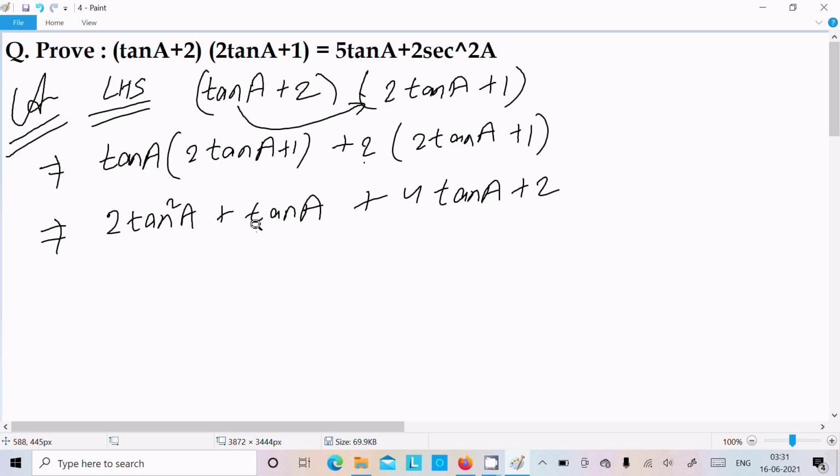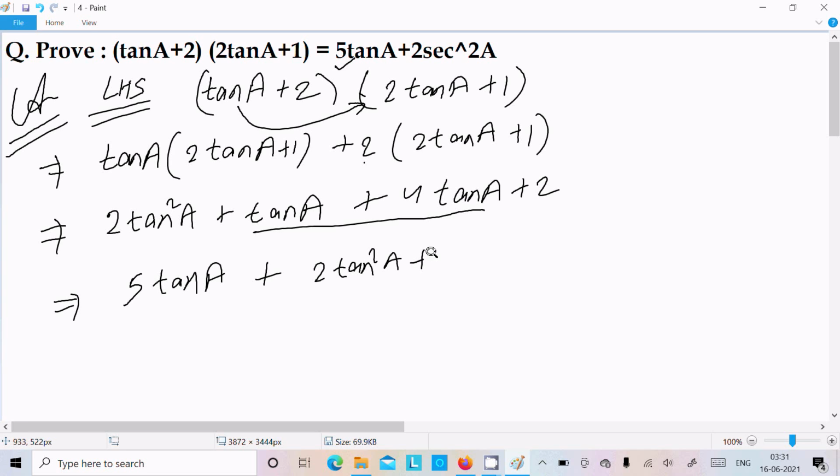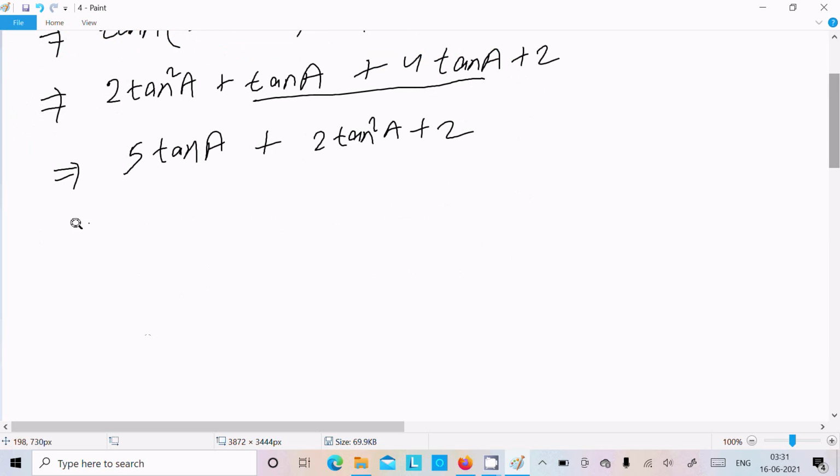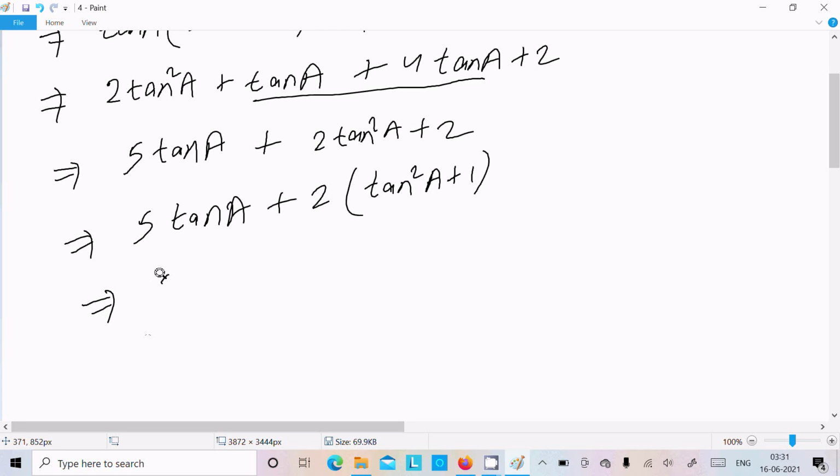Thereafter here tanA plus 4 tanA, that is 5 tanA, so we can write 5 tanA. Next is 2 tan²A plus 2. So here write 5 tanA. Next 2 is common, so it becomes tan²A plus 1. Or we can write 5 tanA plus 2 into 1 plus tan²A.